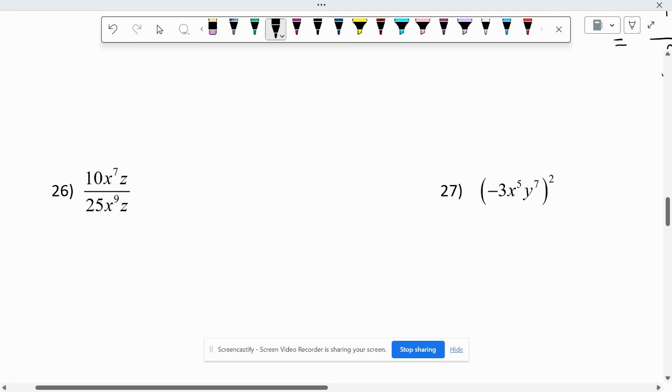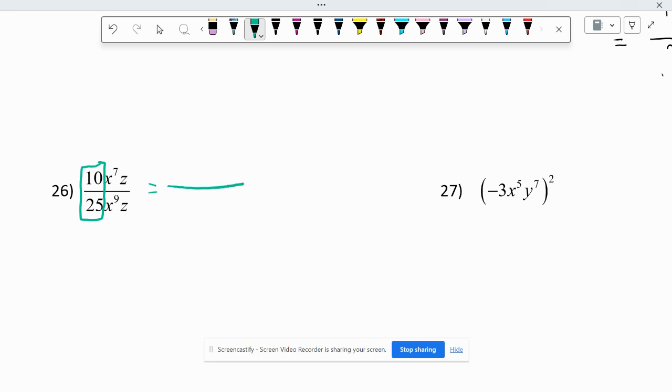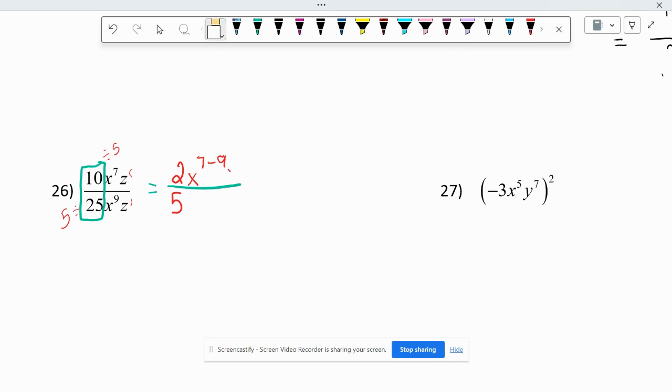Number 25. So let's worry about taking care of this fraction first. Let's reduce that fraction. So what does that become? I can divide both the numerator and the denominator by 5. What's 10 divided by 5? 2. And 25 divided by 5? 5. And then I'm going to use my rule, dividing the x bases. So that's going to be 7 minus 9. And my z's have a 1 next to them times z. Oops, I started writing an x. Sorry. Times z to the 1 minus 1.